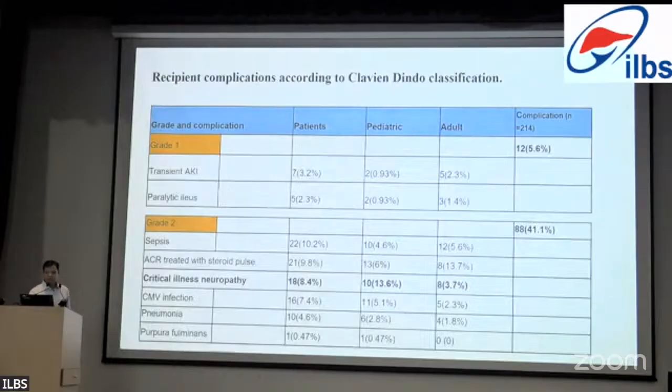Coming to complications in recipients, grade 1 complication was seen in 5.6% of the patients. Grade 2 complication in 41% of the patients, among which the most common complications are sepsis and acute cellular rejection. One of the important things we should highlight in our setting is critical illness neuropathy, which is seen in approximately 13% of the pediatric patients and 4% of the adult patients. This is because of pre-op mechanical ventilation and ICU stay, and subsequently a delayed awakening in those patients, leading to critical illness neuropathy.